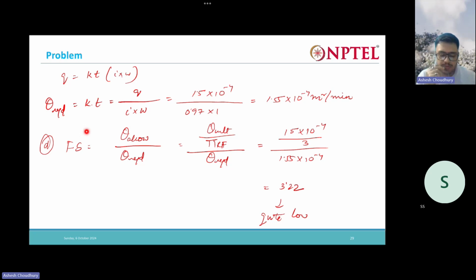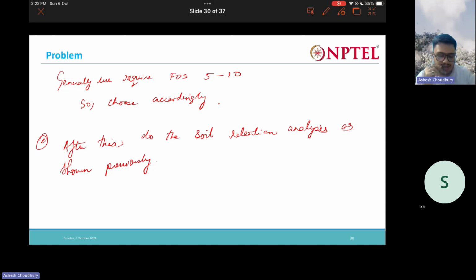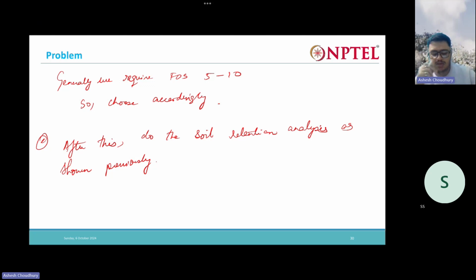After that, we need to find the factor of safety again. Similarly, theta allowable by theta required. Theta allowable is the ultimate transmissivity divided by the reduction factors, and then divided by the required transmissivity. If we do that, you will see that the factor of safety comes to 1.3, which is quite low. We generally need a factor of safety of 5 to 10. Since we got a lower factor of safety, we need to change the geotextile.